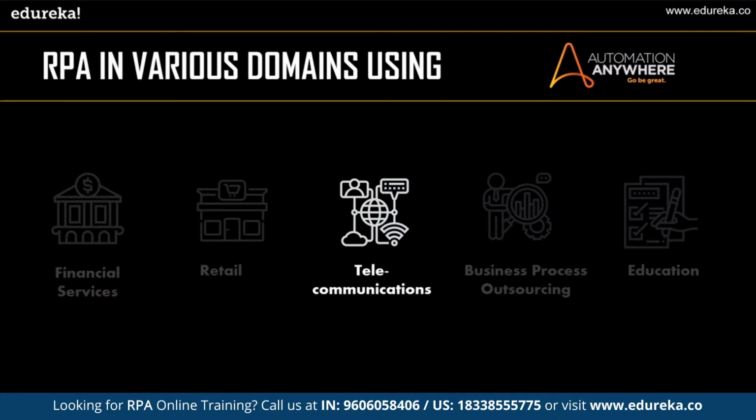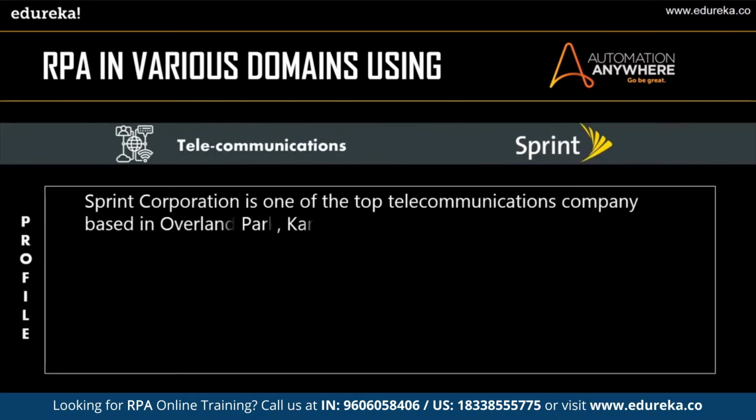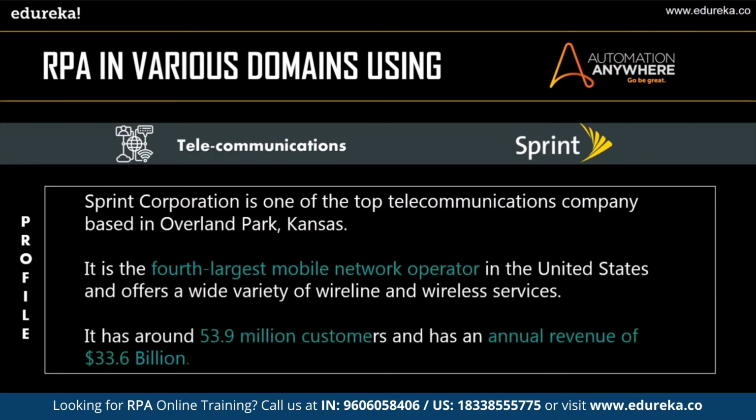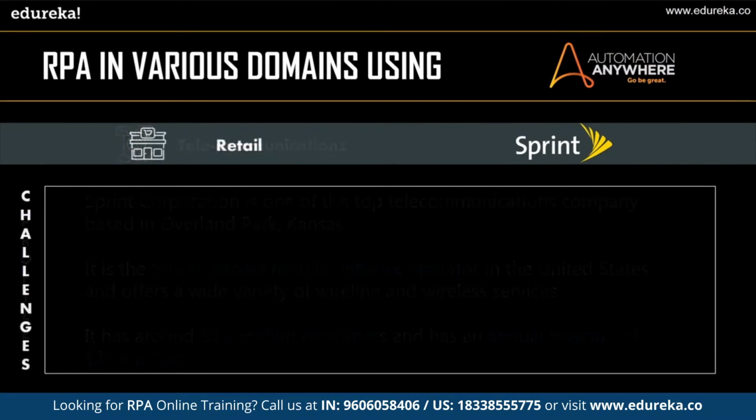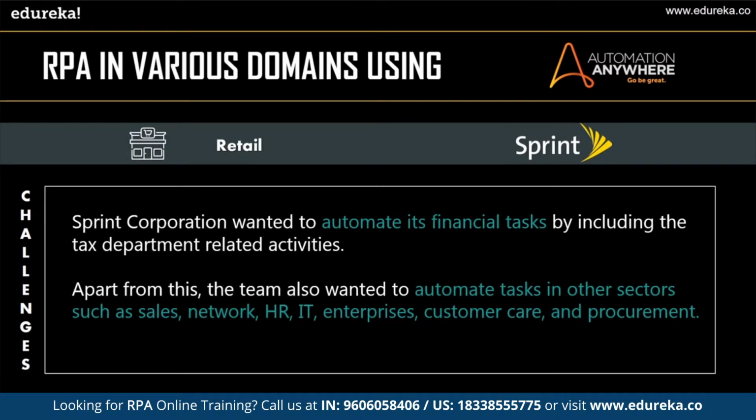To explain how RPA is used in telecommunications, I've considered the organization Sprint Corporation. Sprint Corporation is one of the top telecommunications companies, based in Overland Park, Kansas, and is the fourth largest mobile network operator in the United States, offering a wide variety of wireline and wireless services. It has around 53.9 million customers and an annual revenue of $33.6 billion. Now, the challenge faced by Sprint Corporation was that it wanted to automate its financial tasks, including the tax department related activities.